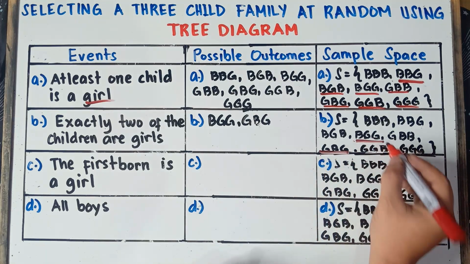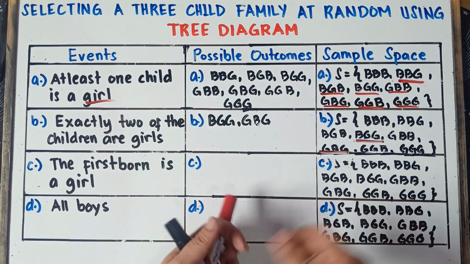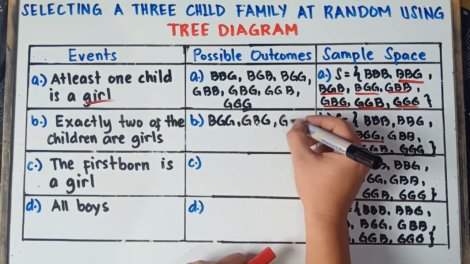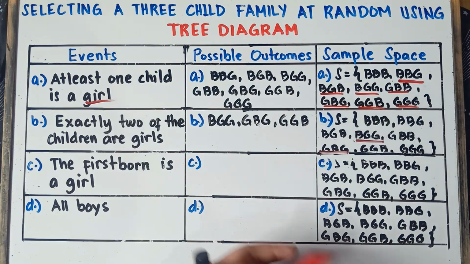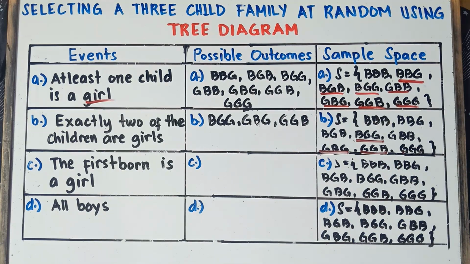And then this one, 2 girls. And then this one, girl, girl, and then boy. Yup. 2 girls. So girl, girl, and then boy. Yup, we can accept this one. How about this one, class? 3 girls. Nope, we cannot accept that one because exactly 2 girls.